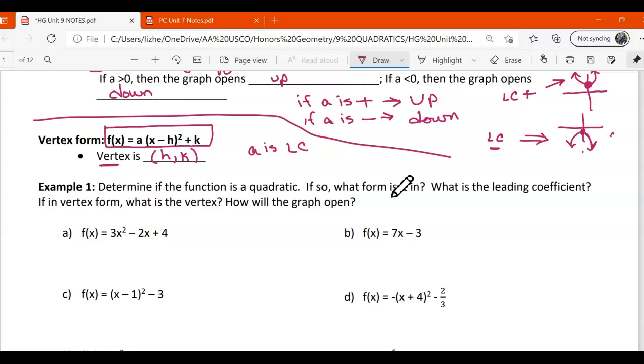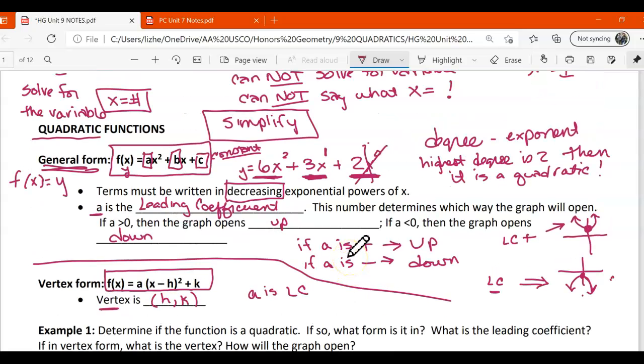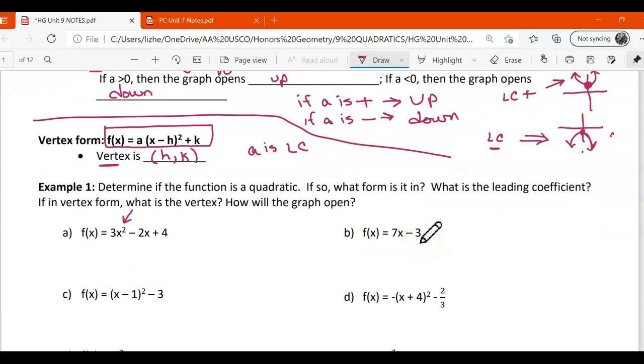So this first one. This is a quadratic because I see x is being squared. It is in standard form. By the way, I wrote general form here. We can also use the word standard, and that is probably what I will say more. Standard form is the same as general form. Either one is fine. But anyhow, so this is in standard form.